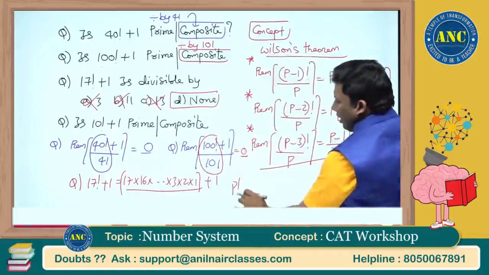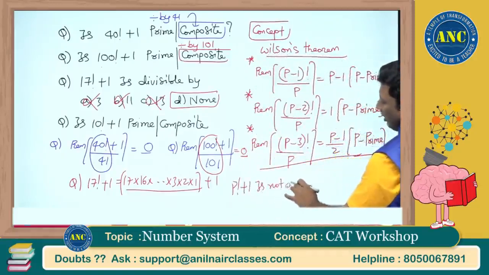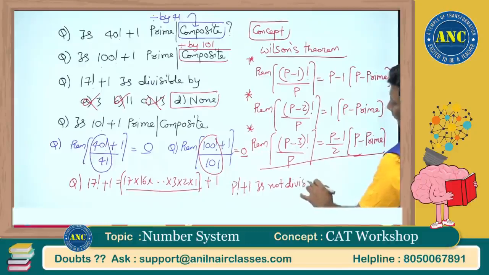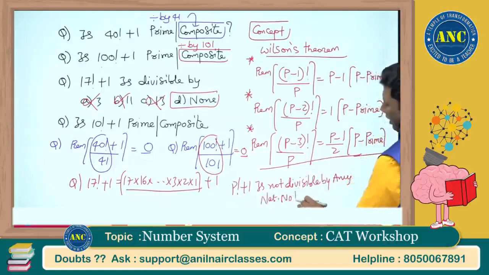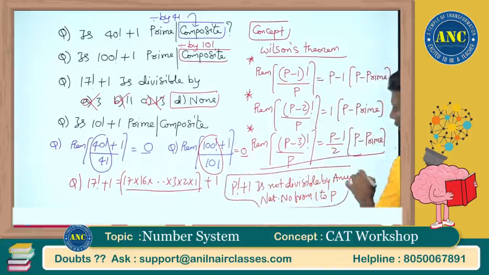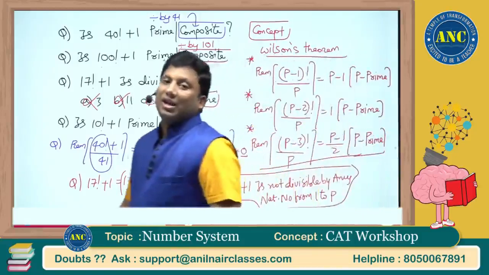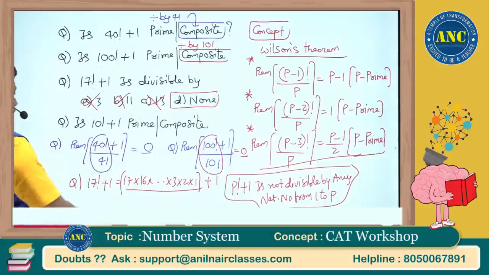Please write down, sir: P factorial plus 1 is not divisible by any natural number from 1 to P. It is very obvious. Why? Because P factorial is the product of all the natural numbers from 1 to P. Idea, it is clear.